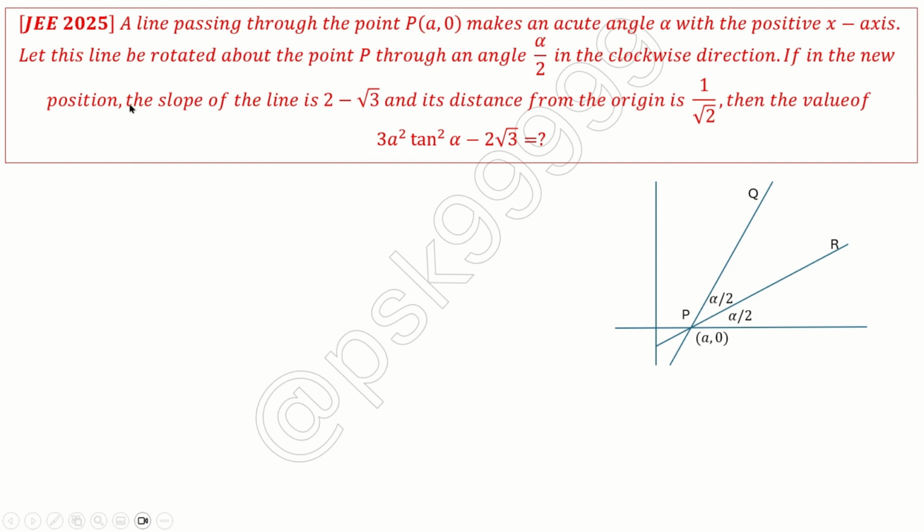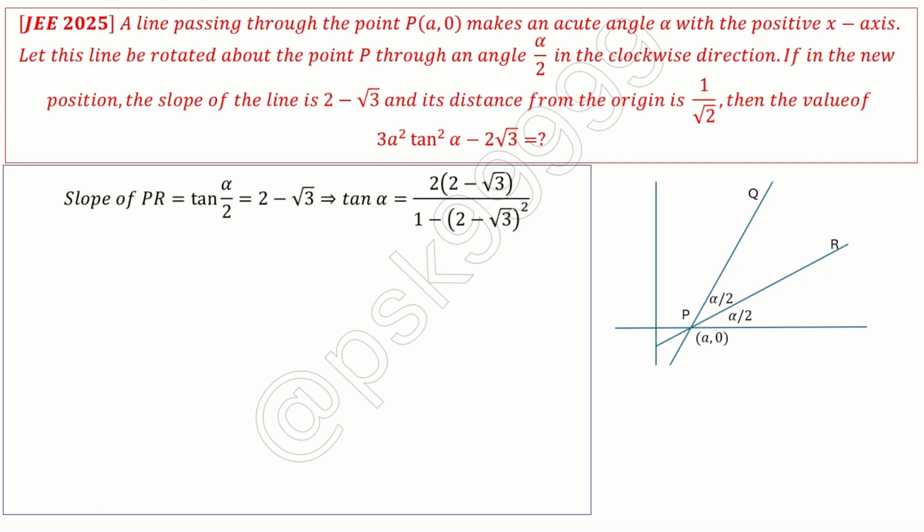If the new position, the slope of the line is 2 minus root 3. So the slope of PR is 2 minus square root of 3. This is where we'll start the work from. The slope of PR is tan alpha by 2, which is nothing but 2 minus square root of 3.